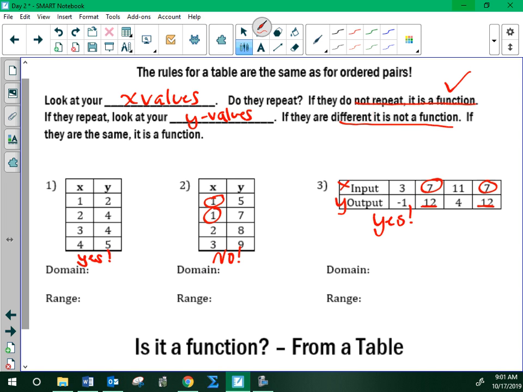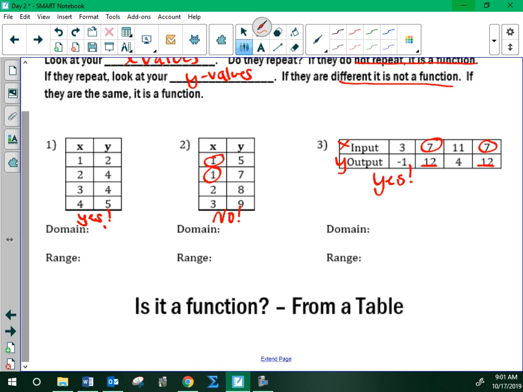Okay. So once again, let's go and write our domain and range. I like the tables because they always put the x's in order. I should say almost always. So my domain, I just list my x's, 1, 2, 3, 4. And my range, it's not always in order, so you need to be careful with that. 2, 4, and 5. We don't have to write the repeat. Okay. Our domain for number 2, don't need to write the repeats, just have 1, 2, 3.